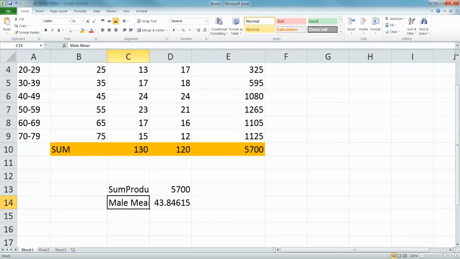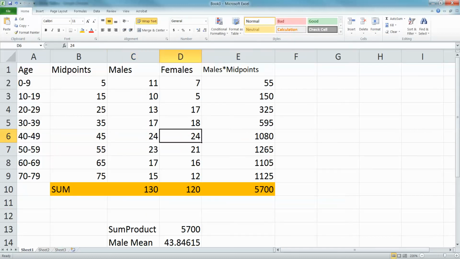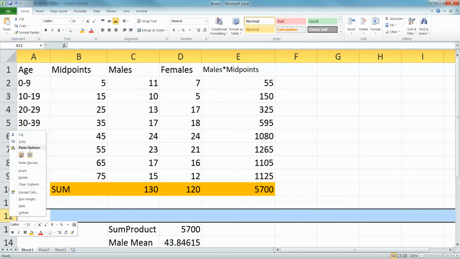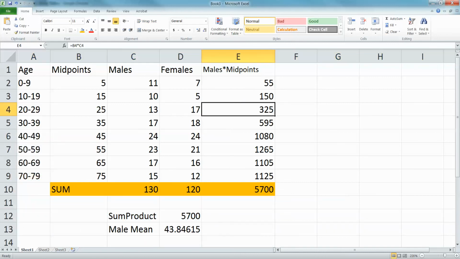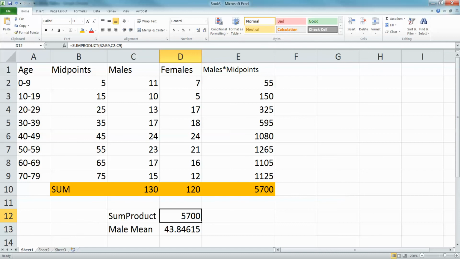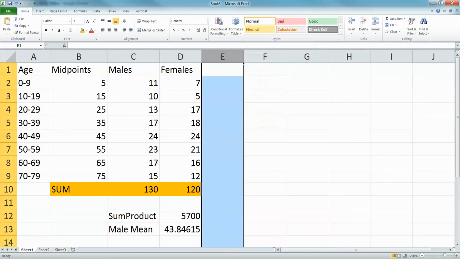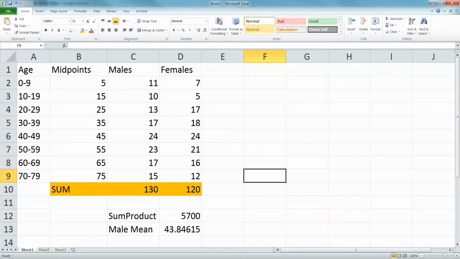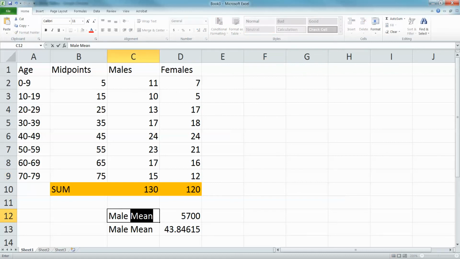So if you multiply, i.e. product, here, hold on. If you multiply these two numbers to get this number, and these two numbers to get this number, and these two numbers to get this number, and so on. You multiply all those products, and then you add them all up, you'll get the sum product. And by using sum product, I don't need this column anymore. Nice, huh? I mean, makes life easier, right? So this is the male sum product, I should say.